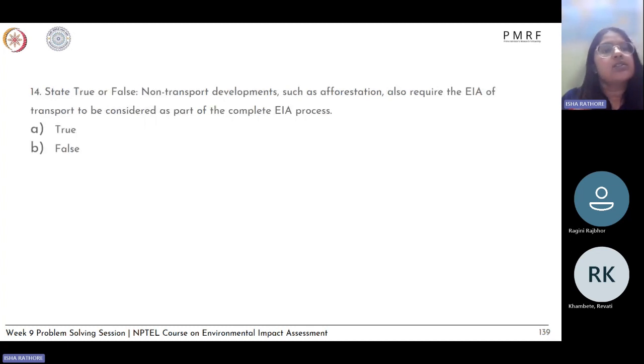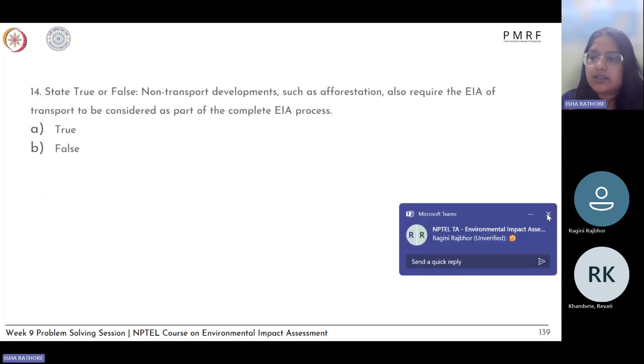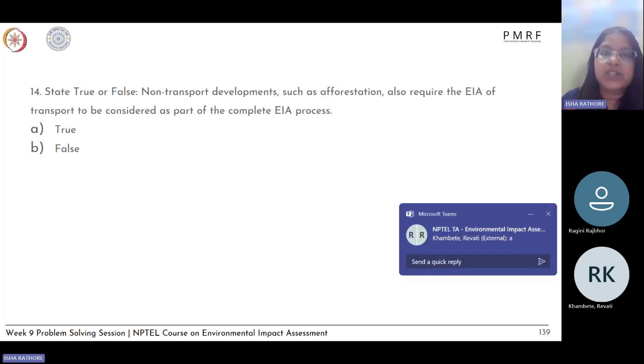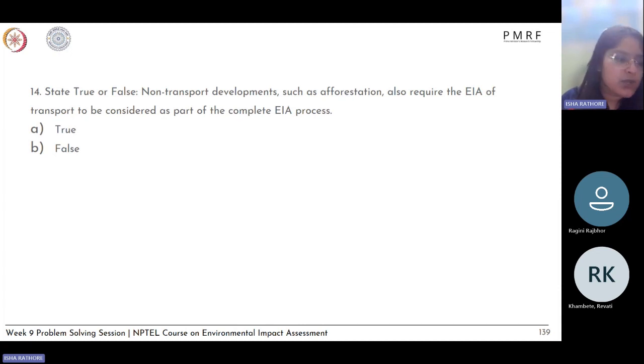Okay, moving on. State true or false: non-transport development such as afforestation also requires the EIA of transport to be considered as part of the complete EIA process. So non-transport developments, such as afforestation, also require EIA of transport to be considered as part of the EIA process. Okay, we have one answer, A. So A is the correct answer.